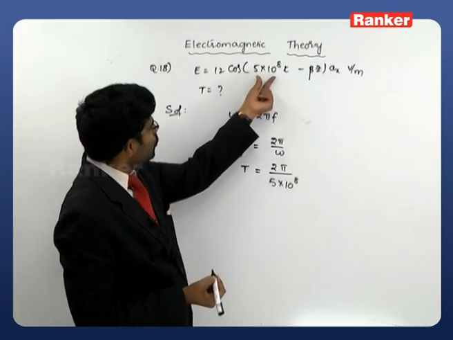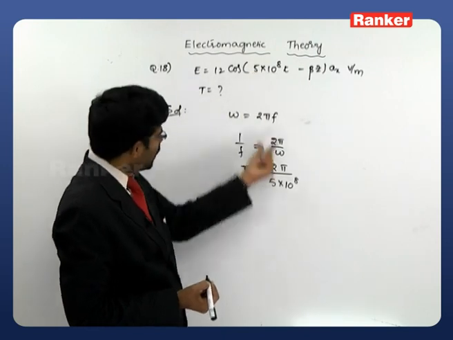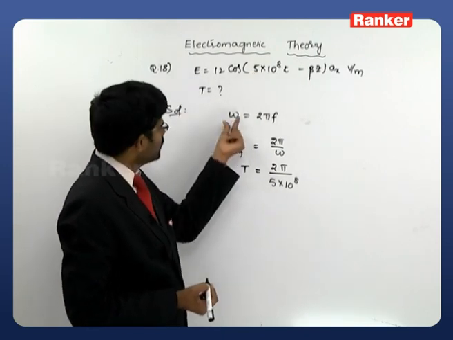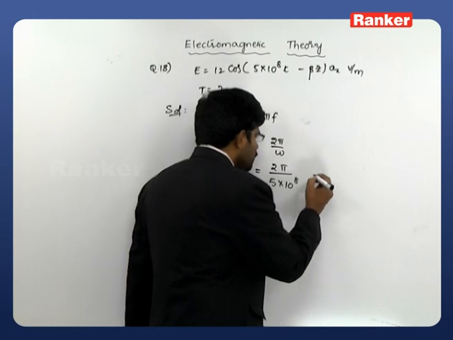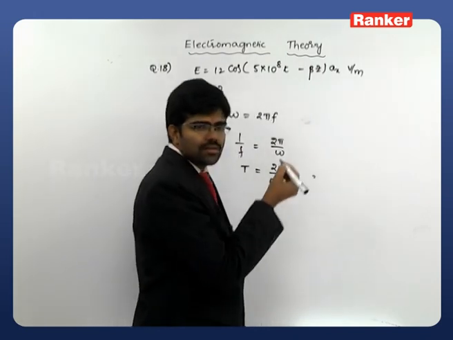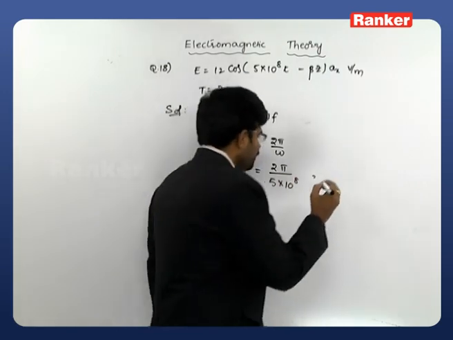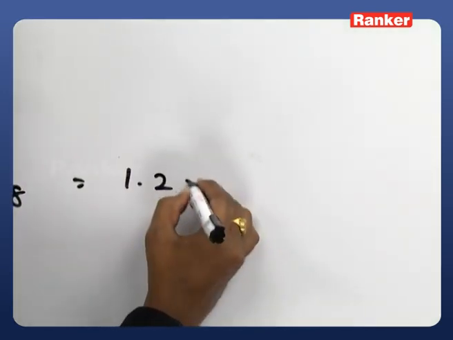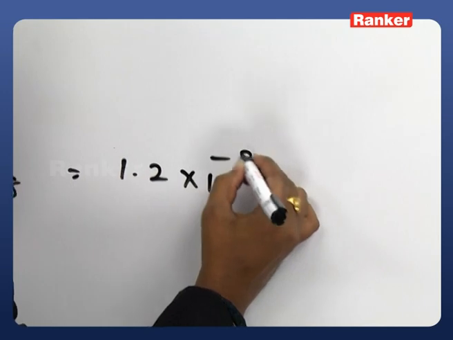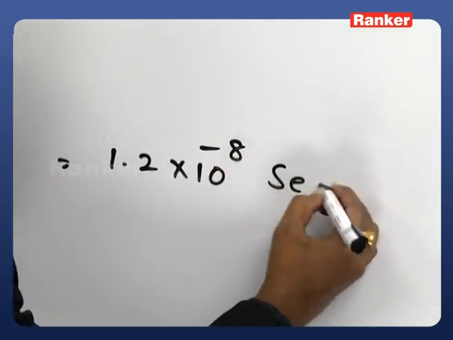Direct substitution, nothing more than that. Take this omega and substitute here, which gives us 2 into 3, approximately 6, divided by 5, that is 12 into 10 power 8. Simply it is 1.2 into 10 power minus 8 second.